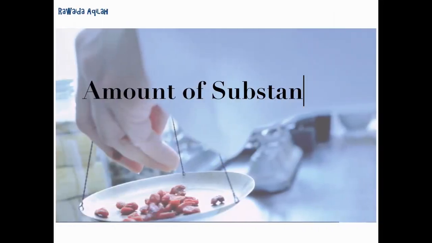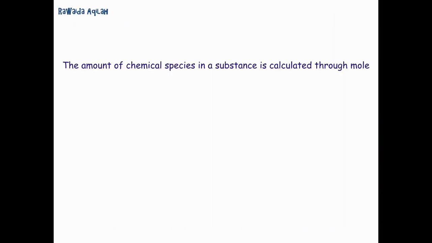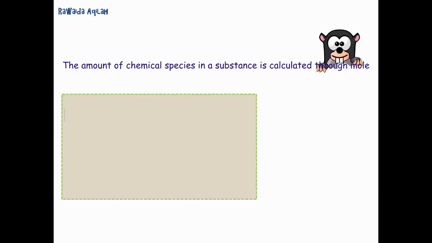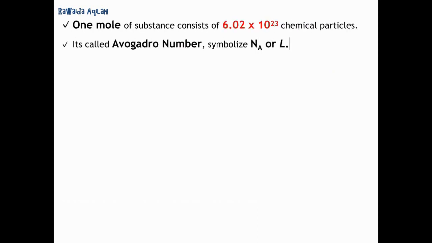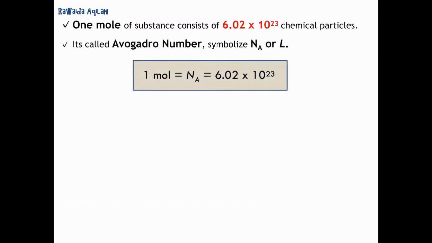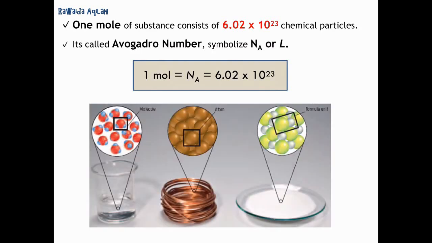The amount of substance, how many chemical species are in a substance, is calculated through the mole. By definition, a mole of any substance is the number of particles that is exactly in carbon-12 isotopes. From further studies, it shows that 1 mole of any substance contains 6.02 multiplied by 10 to the power of 23 particles. It is called the Avogadro constant, and it applies to any substance, be it molecules, atoms, ions, or compounds.